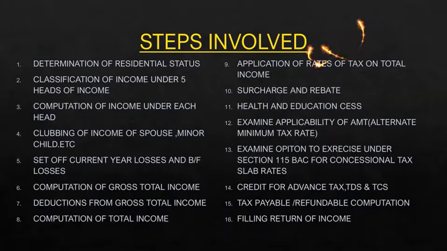10. Surcharge and rebate. 11. Health and education cess. 12. Examine applicability of AMT, alternate minimum tax rate. 13. Examine option to exercise under Section 115BAC for concessional tax slab rates. 14. Credit for advance tax, TDS and TCS. 15. Tax payable/refundable computation. 16. Filing return of income.